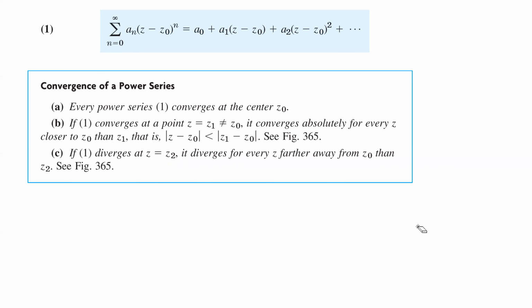So we have these arguments about convergence of power series. Every power series converges at the center. This is for sure, because if z equals z naught, all of these terms become 0, and the value of the series becomes just a naught. All right? If it converges at a point z equals z1, which is not z naught, it converges absolutely for every z closer to z naught than z1.